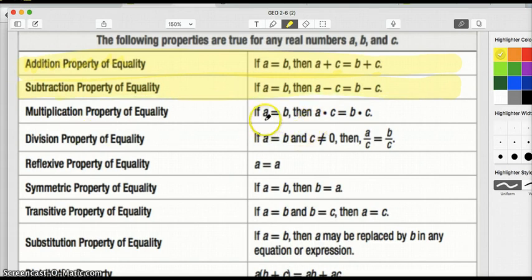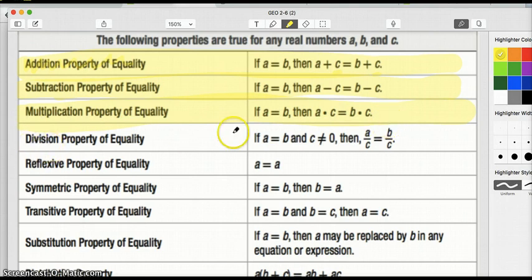Look at this. If A is equal to B, then A times C is equal to B times C. This is a lot like these guys. If you start off with two things that are equivalent and you multiply both of those things by the same value, you're still going to maintain equivalence, right? So if A is equal to B, then A times C is equal to B times C.